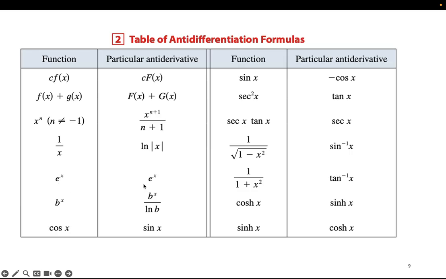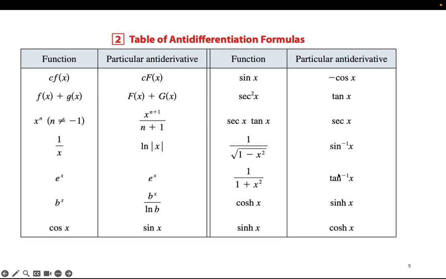For e to the x, it's the same, e to the x. For b to the x, where b is not e, it's the same as b to the x, but you have to divide by ln of b. And then for cosine it's sine, etc. And on the right side, all these are just thinking backwards. If I differentiate secant, I get secant tangent. Therefore, the antiderivative of secant tangent is secant.